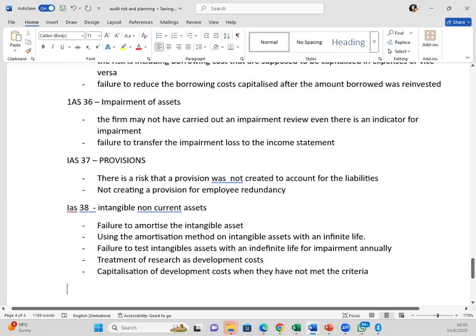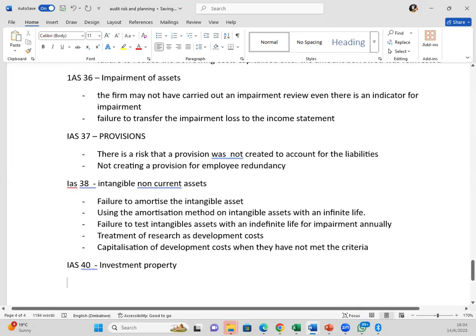Now let's move on. Besides IAS 38, we have IAS 40, investment property. We acquire property as a business, and this property has been classified as investment property.